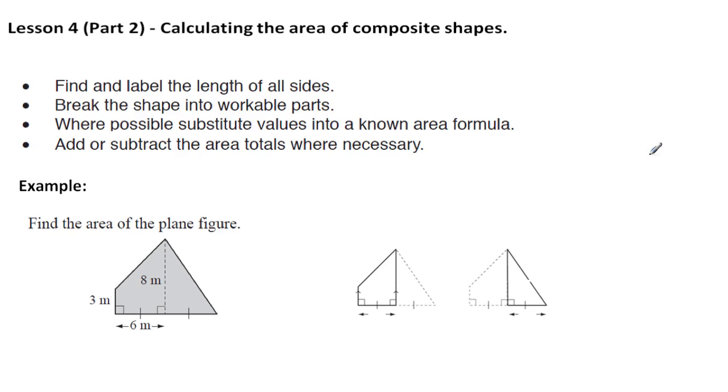Composite shapes can sometimes be quite difficult to work out when we're looking at their area. And so here are 4 steps or guidelines to help you work through these problems. The first is to find each side and label the length if possible.